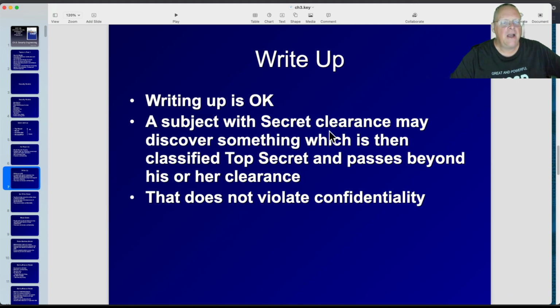All right. Now, writing up would be okay. You could have a low-level analyst who reads an email or something and says, hey, this is important, and they pass it to their boss, and their boss moves that up to secret or top secret level. Now, that is understandable. Something that from a low level could be assigned a high level of clearance. Writing up is okay. That's not a violation of confidentiality.